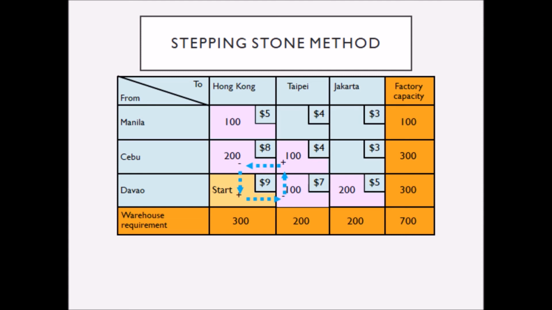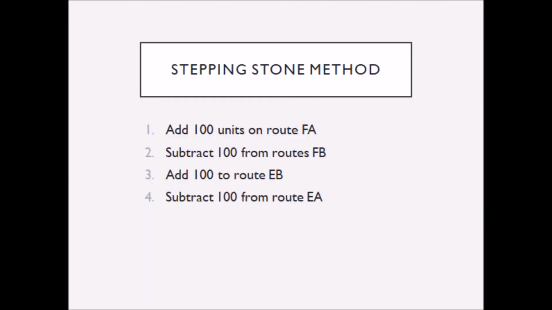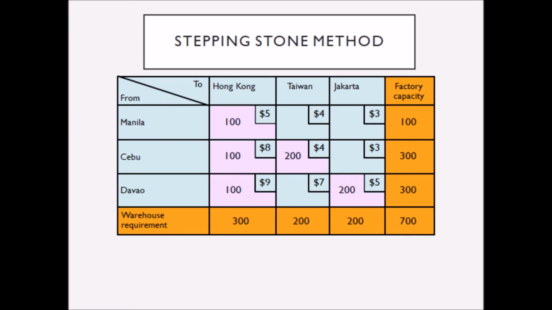Now here's what's going to happen next. You will have to add 100 units on the route of FA, or basically Davao to Hong Kong. Then subtract 100 units from route FB, or Davao to Taipei, and add 100 units to route EB, or Cebu to Taipei, and lastly subtract 100 units from route EA, or Cebu to Hong Kong. And here is now the new setup of your table.